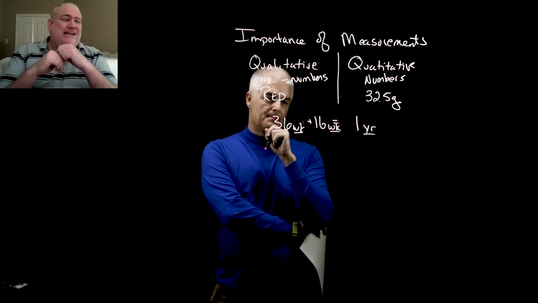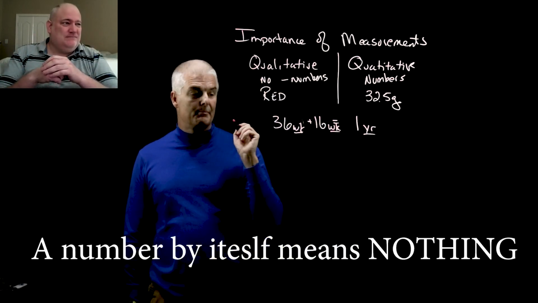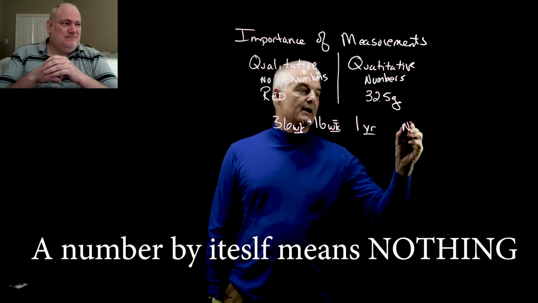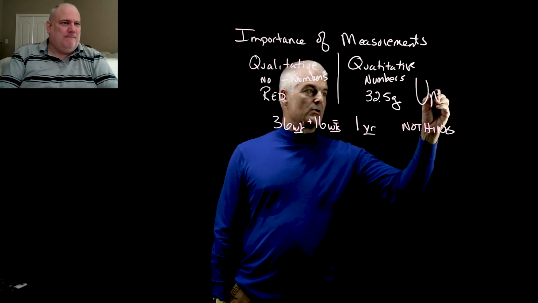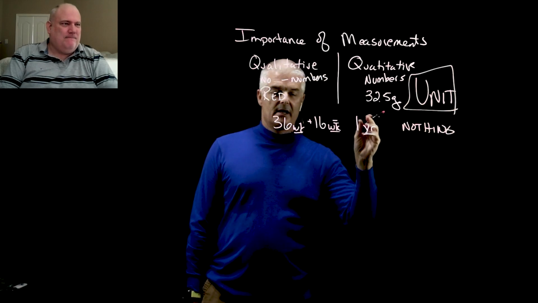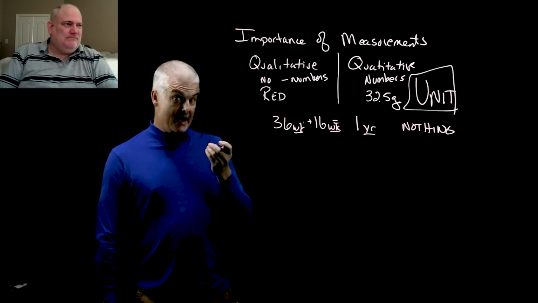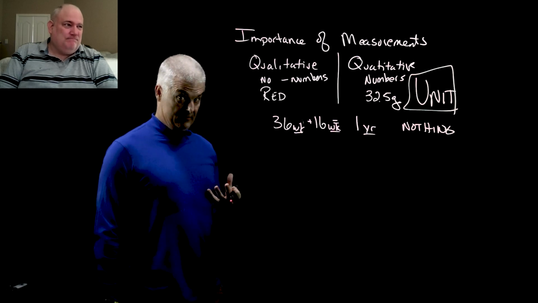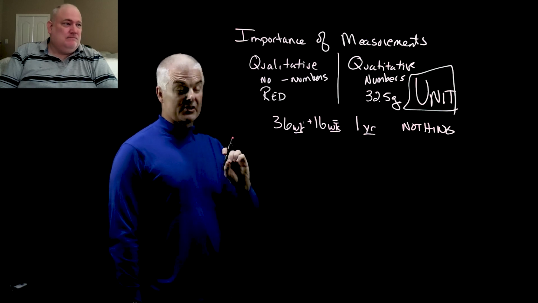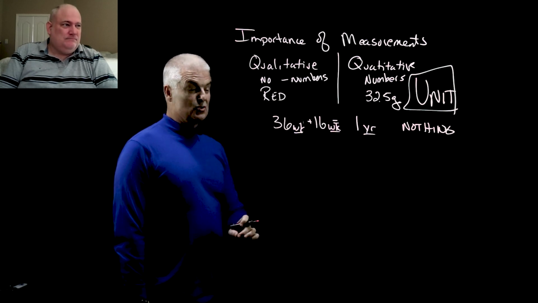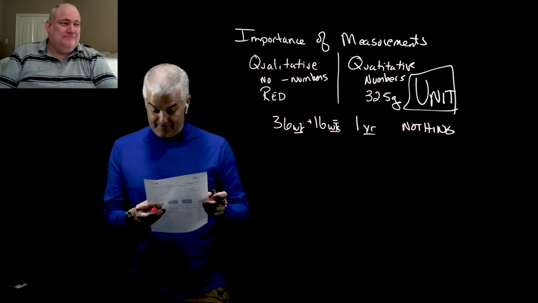So we say this always: a number by itself means what? Nothing. So write that down. A number by itself means nothing. So what does it need? It needs this word right here we call a unit. Never, ever, ever, never write a naked number. A naked number is a number without a unit. You might see on your papers, naked number. Don't be naked.